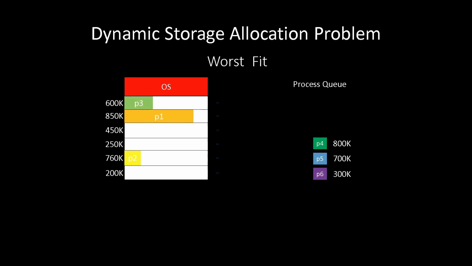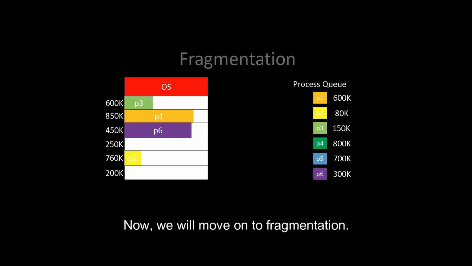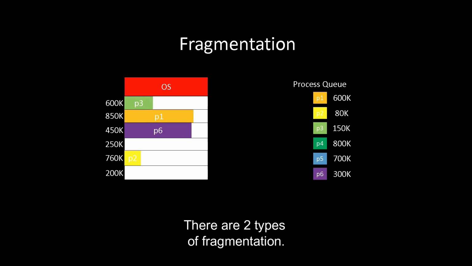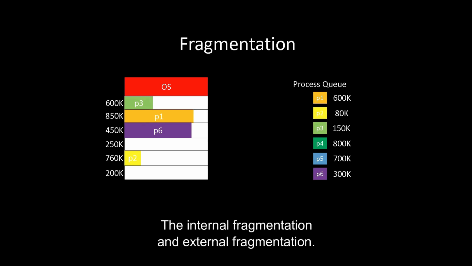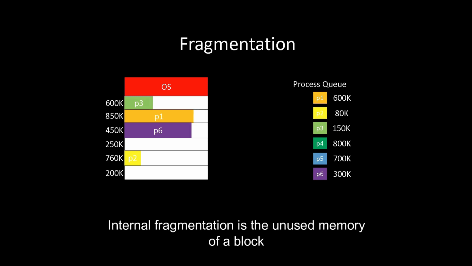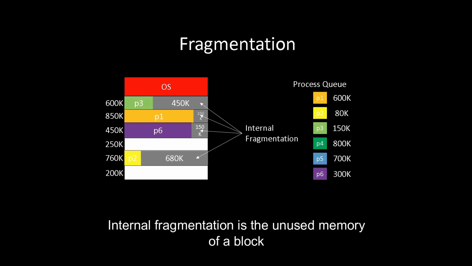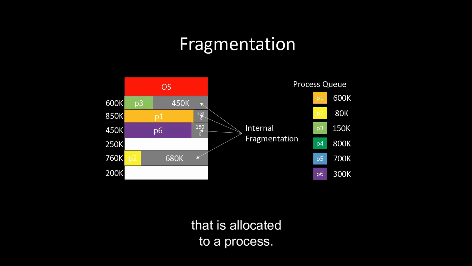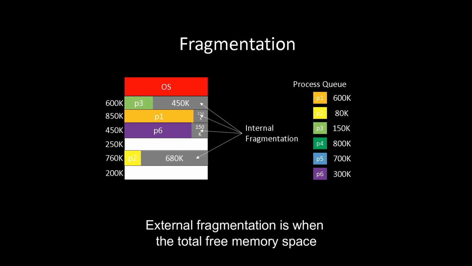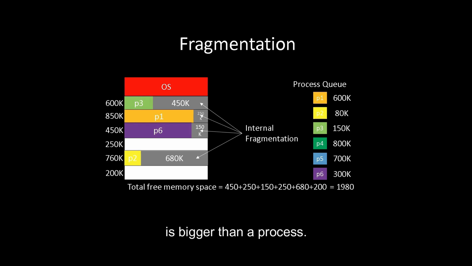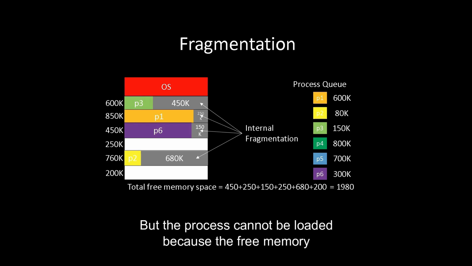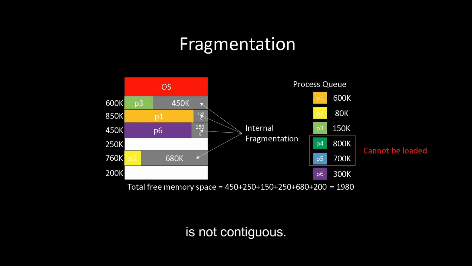Now, we will move on to fragmentation. There are two types of fragmentation, internal fragmentation and external fragmentation. Internal fragmentation is the unused memory of a block that is allocated to a process. External fragmentation is when the total free memory space is bigger than a process, but the process cannot be loaded because the free memory is not contiguous.